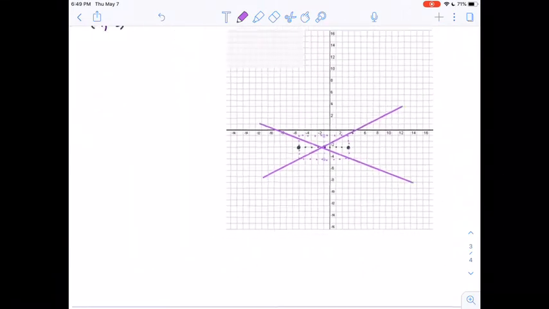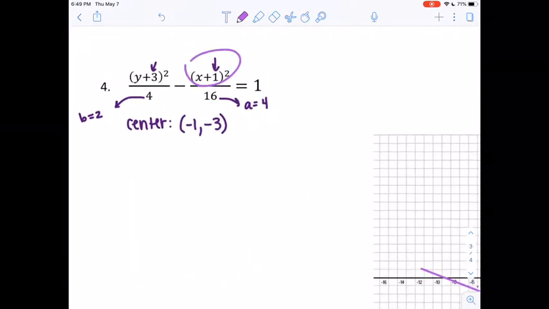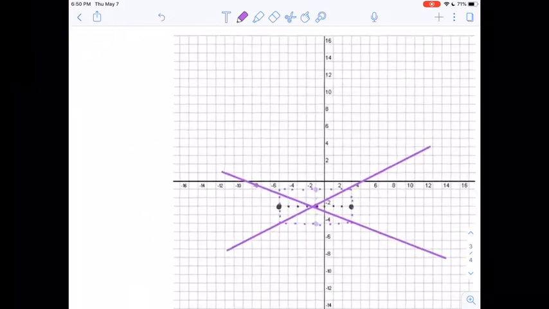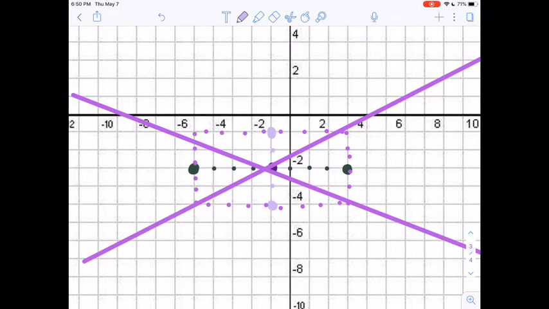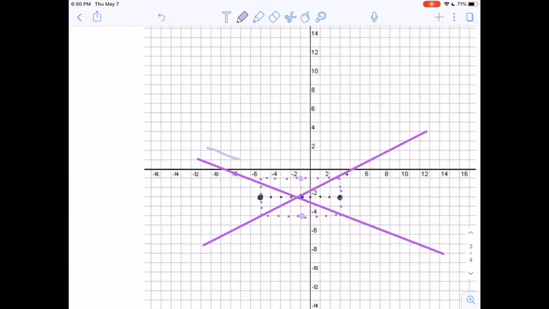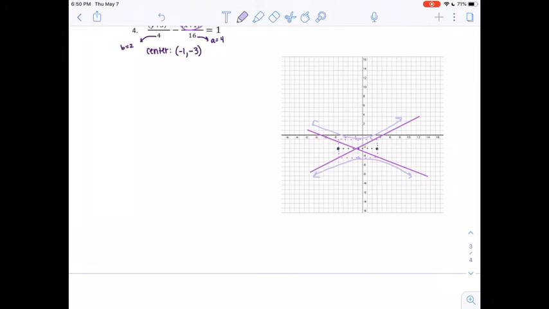Okay, and let's see. Since we are subtracting x, we are going opposite of the x-axis, so that means my parabolas are opening up and down. So these light purple ones are going to be my vertices. So use your asymptote as a guide through the vertex. I'm going to do the same thing the other way. And there's your hyperbola.